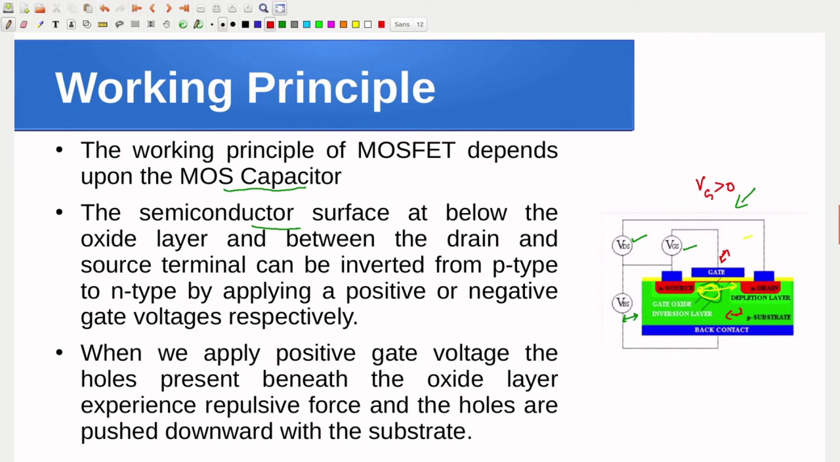So we are just explaining using one type, and then you can relate it to the other type as normally we do. And when we apply positive gate voltage, holes at this junction ripple. It is pushed downwards, and that causes inversion, if you remember the concept of MOS capacitor.